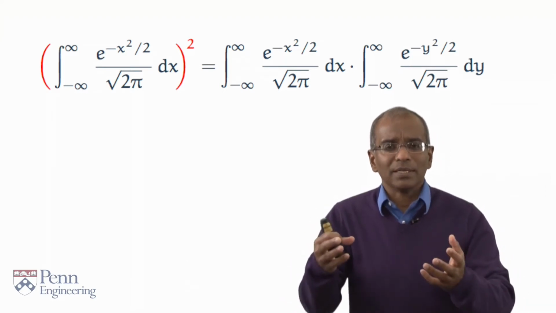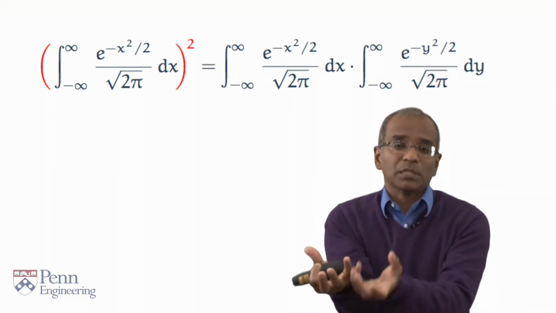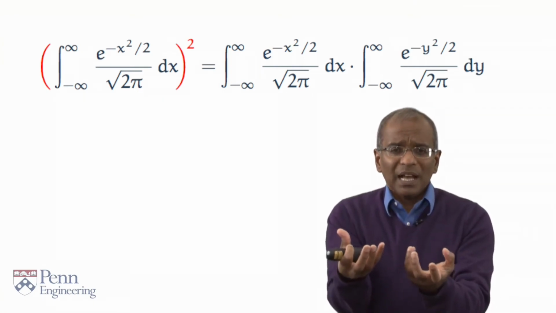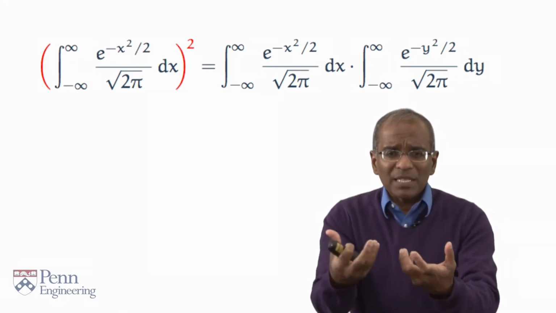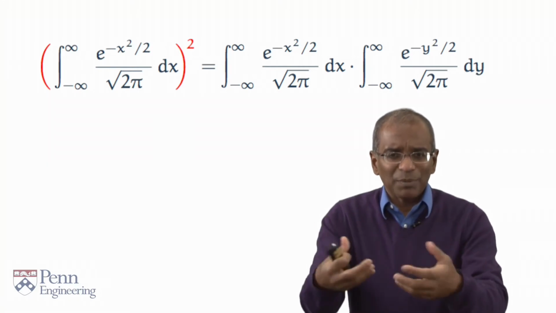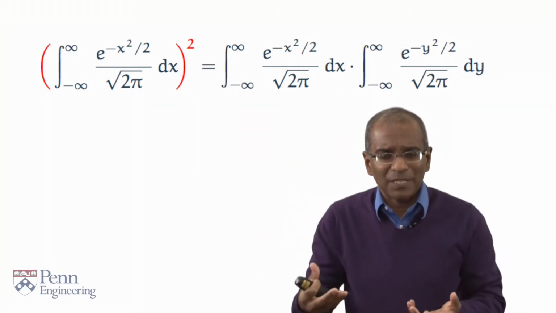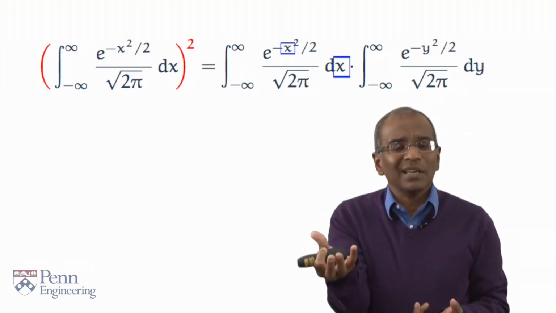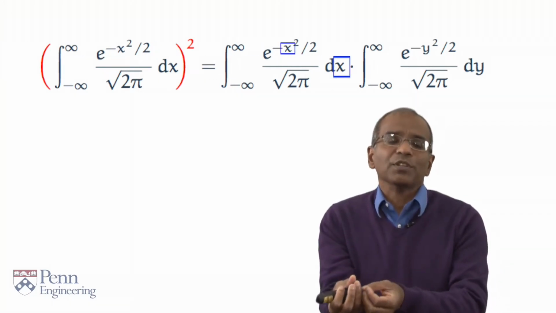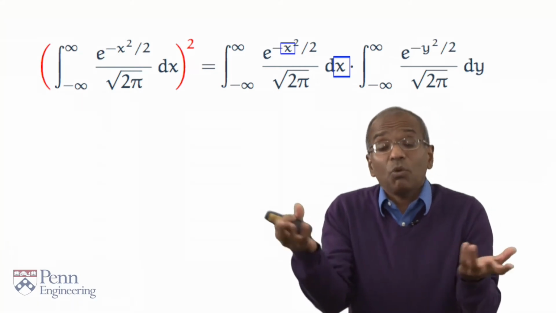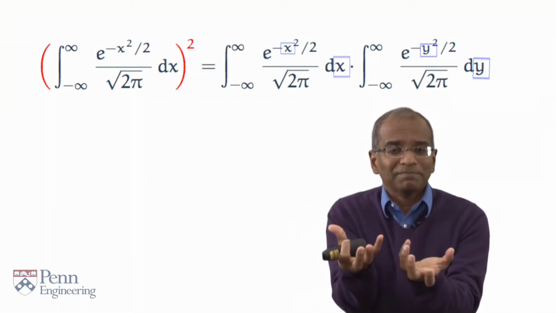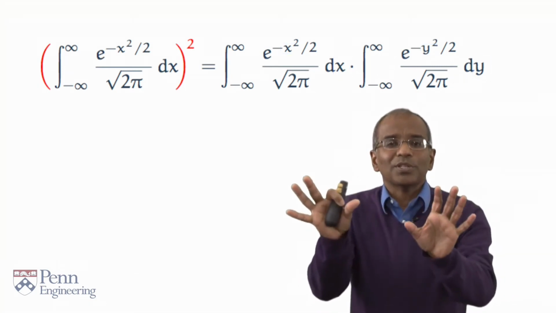Now, if you square it, then what are you doing? You're taking the integral and multiplying it by itself, an identical copy. But I don't want to mix up the variables. These are dummy variables of integration. So let's call the dummy variable of integration for the first integral x, and let's call the dummy variable of integration for the second integral, naturally, y. Of course, these are copies of each other. So now we've got two integrals side by side.